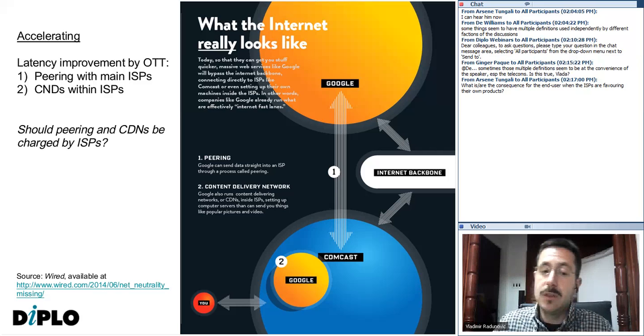So if they cannot connect to your telecom provider, they can simply provide copies of files of Google within your telecom provider. And again, when you're accessing Google, you will be able to access the local cache, which is updated from time to time. And that means the Google content will come to you faster than if it would be traveling around the world.